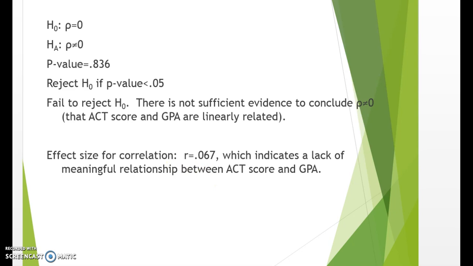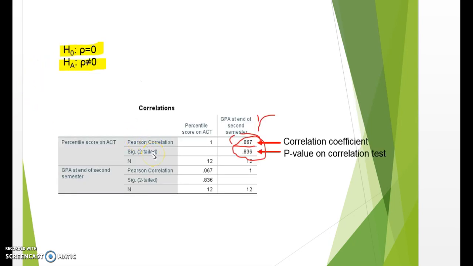Now, you probably have noticed that a t-score for the test statistic is not given in this correlation table. That's one of the drawbacks of using SPSS. However, the p-value is given. That is sufficient for us to make a decision regarding the null hypothesis.